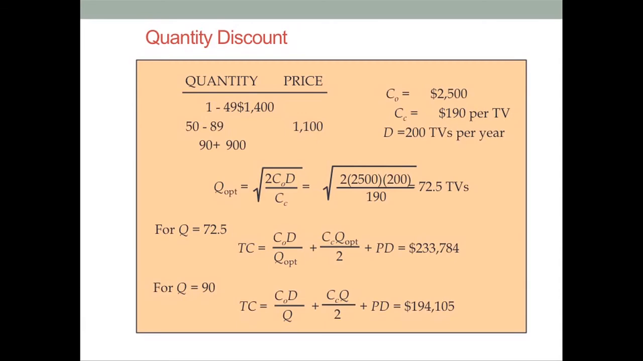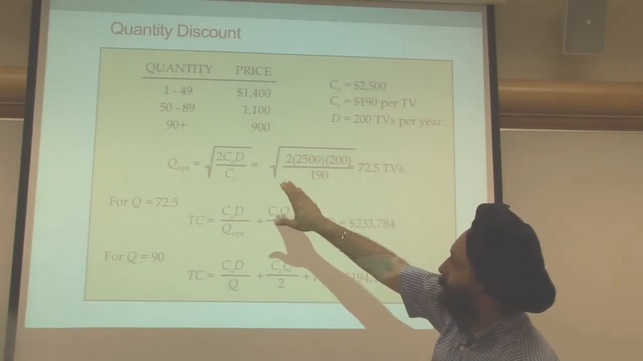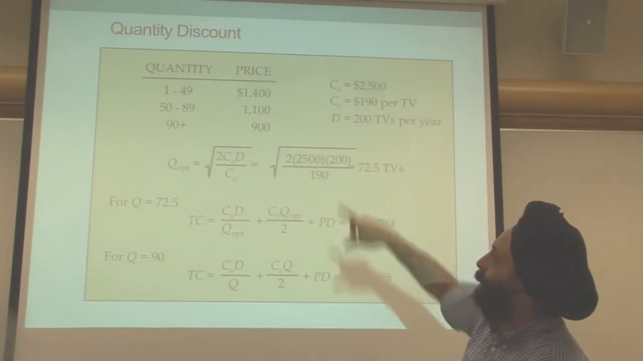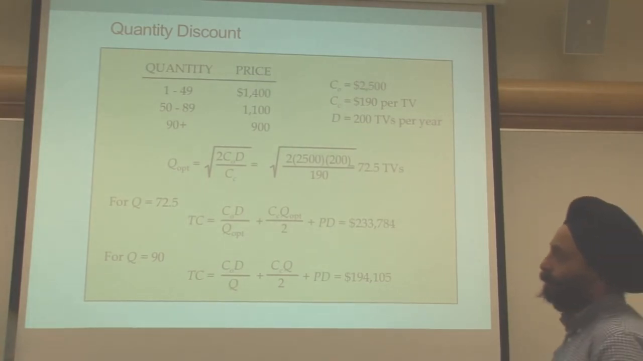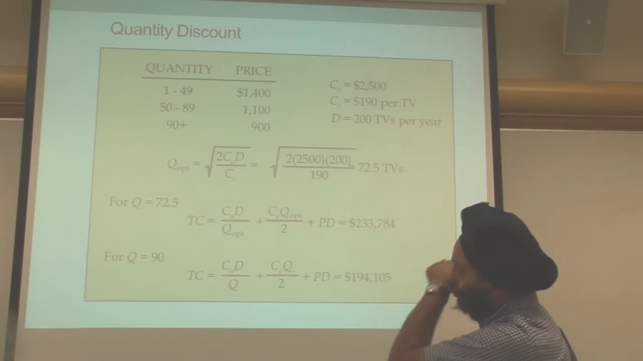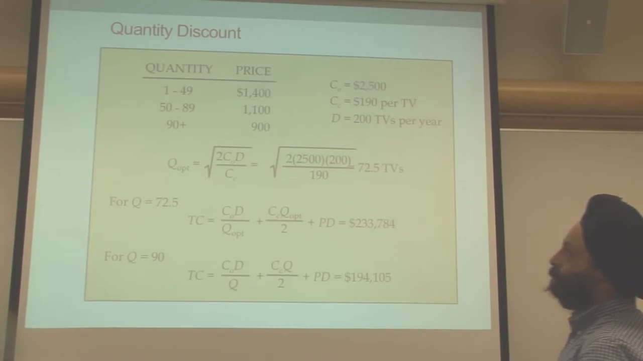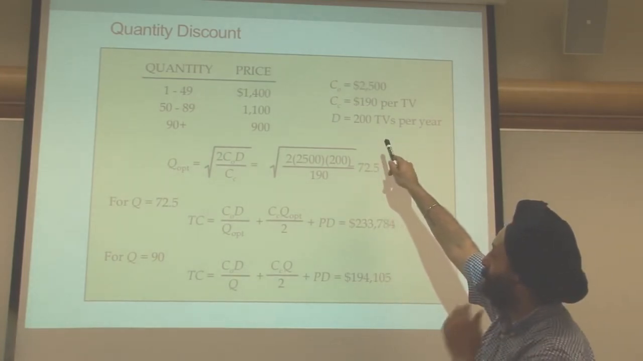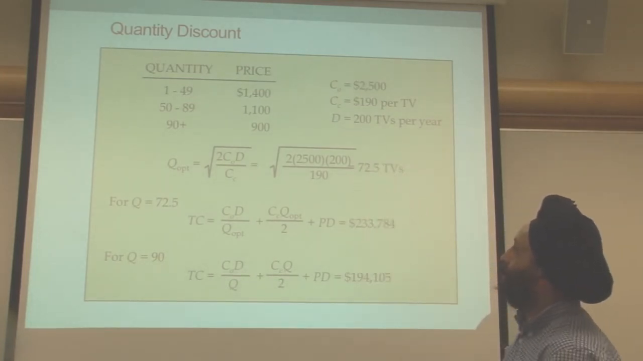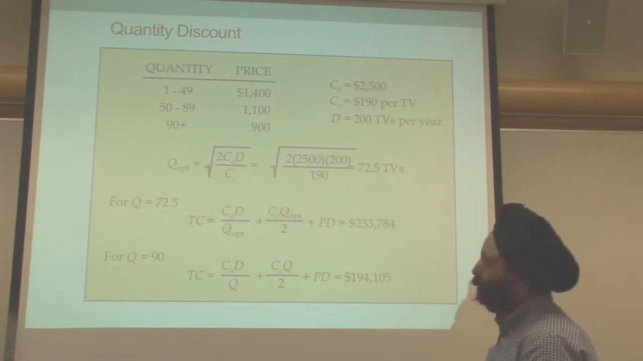in a different numerical problem, we have a quantity discount of 1 through 49. We pay a price of $1,400. But if we are able to manage quantities between 50 and 89, we will be given a reduced price of $1,100 per unit. And if we can manage 90 or more units, that's $900 per unit. So ordering cost is given to you, carrying cost is given to you, and demand is 200 TVs per year. So the question is, how much should we order?